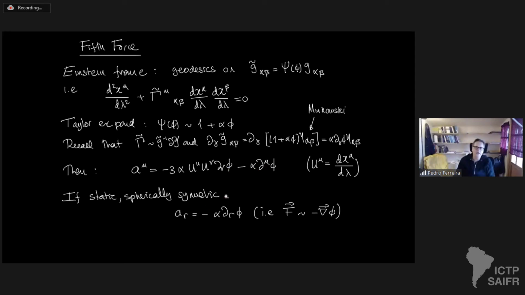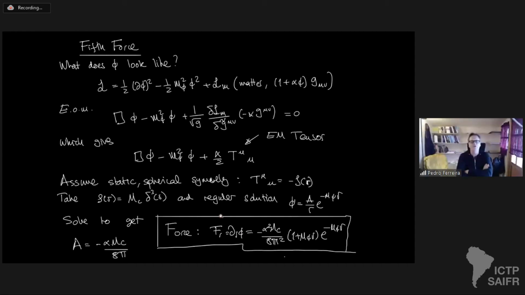If we look at a simple static spherically symmetric case, the equations of motion look like this. We have that the acceleration, the radial acceleration, is simply going to be sourced by the gradient of phi. It looks exactly like a force. This force is just the gradient of phi with a coupling constant here. Okay, so that's why we say it's a fifth force, that modifying gravity in this way actually is equivalent, if you try and make all the rest look the same, to adding in a fifth force to the system.